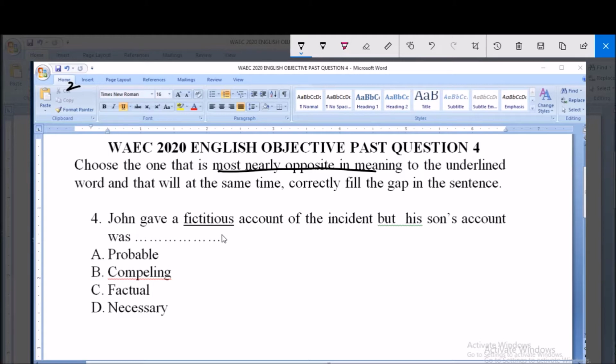When it says something is fictitious, it simply means that it is fiction or fictional. And when something is fictional, it means that it is not real. So what is the opposite of fiction or fictional, or something that is not real? A, probable. B, compelling. C, factual. D, necessary. When we talk of probable, it simply means likely.